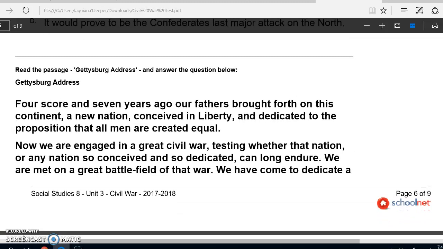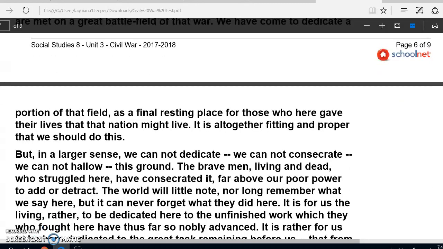I'm going to read the Gettysburg Address. Four score and seven years ago, our fathers brought forth on this continent a new nation, conceived in liberty and dedicated to the proposition that all men are created equal. Now we are engaged in a great civil war, testing whether that nation or any nation so conceived and so dedicated can long endure. We are met on a great battlefield of that war. We have come to dedicate a portion of that field as a final resting place for those who gave their lives that that nation might live.